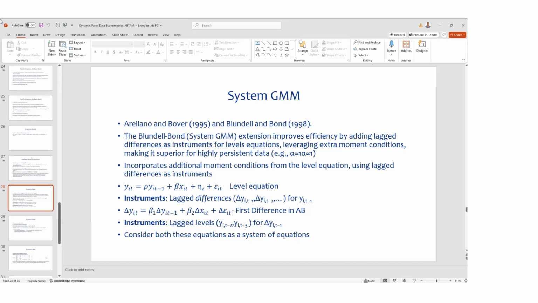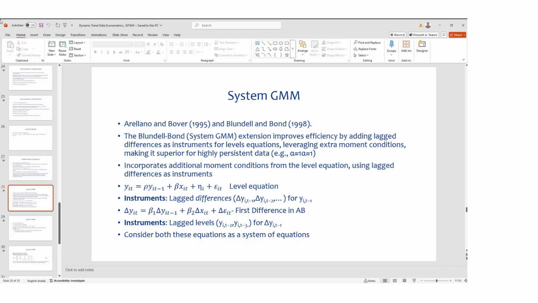What we do is we use the lag differences for yi t minus 1. And for the first difference, we are using the lagged levels of delta yi t minus 1. There's a small change in strategy. So we are finding the lag differences for yi t minus 1 in the level equation. And here, in the second case, in the first difference model, we are using the lagged levels for delta yi t minus 1.